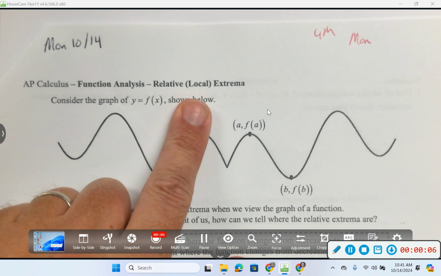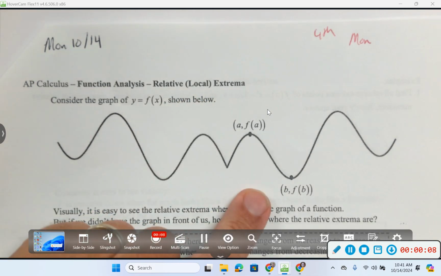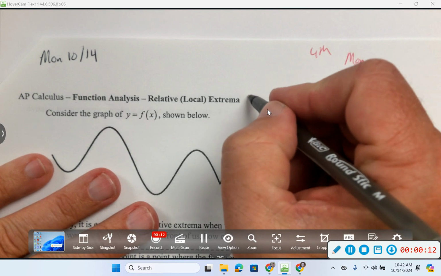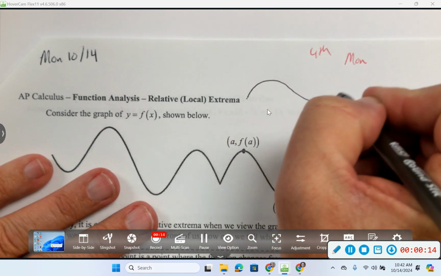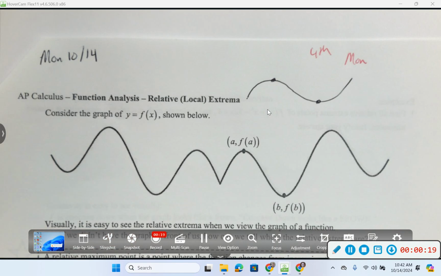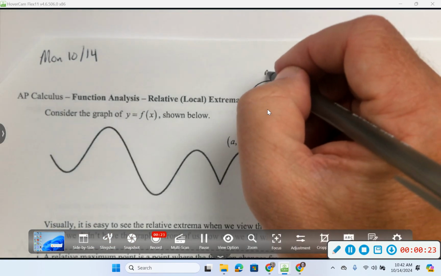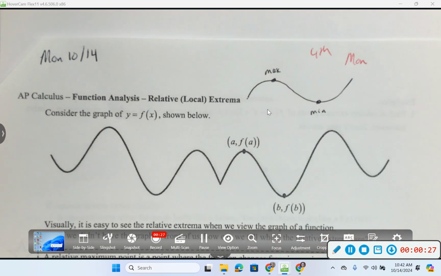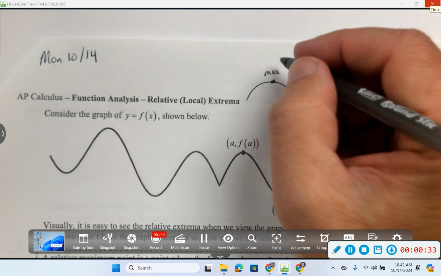Relative extrema. And there's a lot of words on this page, but we'll just hit the summary here. Do a quick little picture. There's a max. There's a min. It's easy to tell by looking at a picture who's a max and who's a min. But if we didn't have the picture and we only had an equation, things would be a little bit harder.